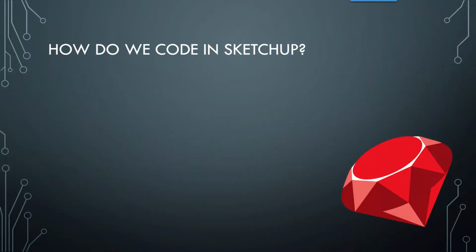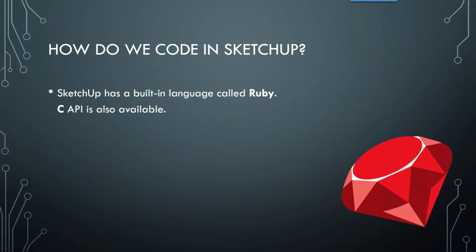So, how do we code in SketchUp? The main thing is there are two interfaces. One is a C API, so if you're a C coder, that's what you want to use. I like Ruby. Now, question, who's worked with Ruby here? Programmed Ruby? Hey, good. Okay, cool.